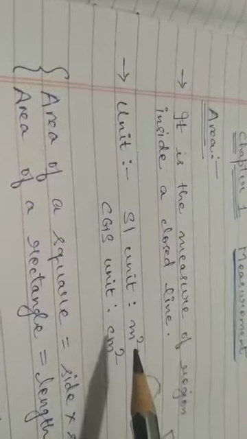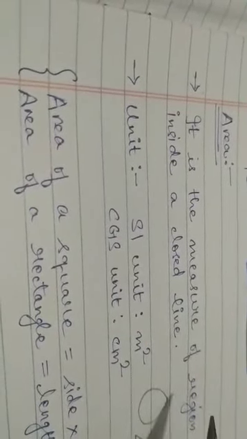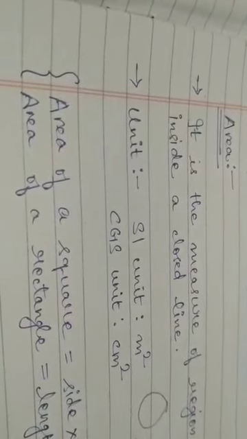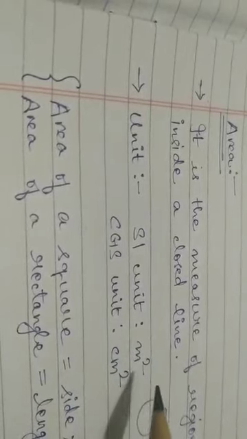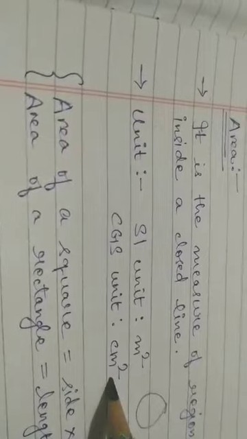Then the unit of area in the SI system is meter square, and in the CGS system, if you remember, CGS system is centimeter, gram and second. So length you are going to measure in centimeters, mass in gram and time in second. So in the CGS system the unit of area is centimeter square, in the SI system it is meter square.